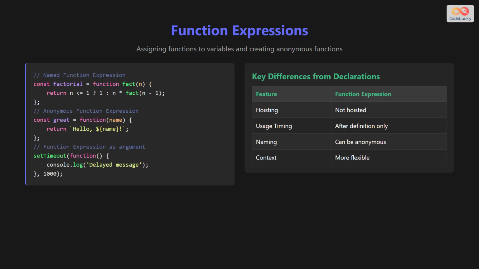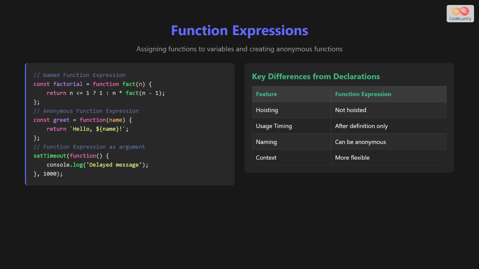Named function expressions, such as the factorial example here, have a name associated with them. The next example shows anonymous function expressions, like the greet function that doesn't have any name. A function expression can also be passed as a parameter to another function, like the setTimeout function here.